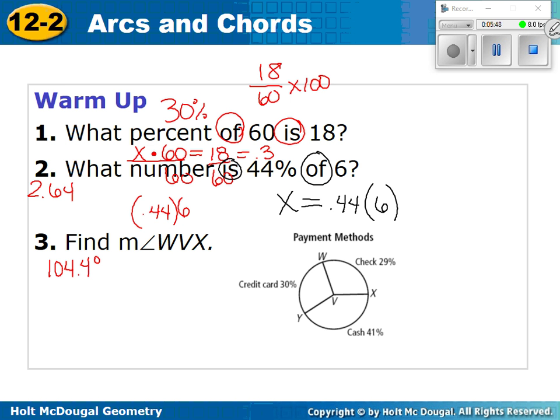Okay, number 3, Brendan, what did you do? Okay, so it said find the measure of angle WVX. WVX is this part of the circle, which was 29%. 29% is 0.29. And how many degrees are in a full circle? 360, so 0.29 times 360 is 104.4 degrees. Questions on number 3?